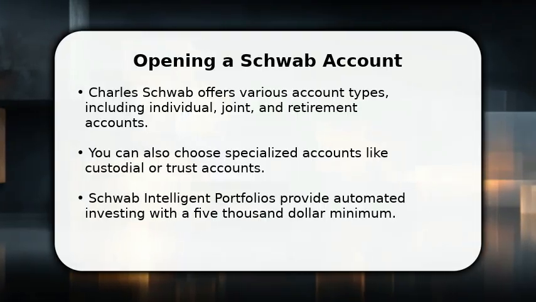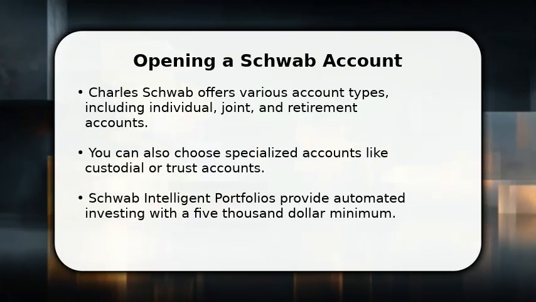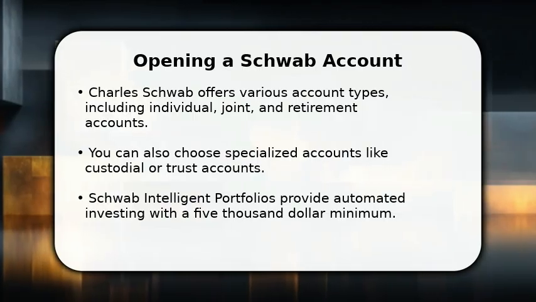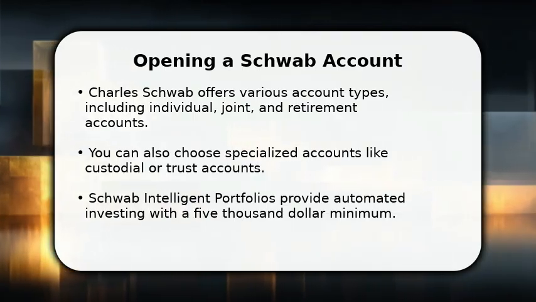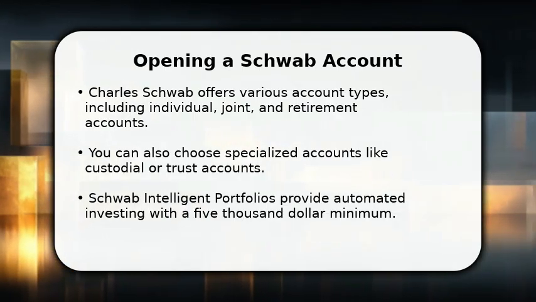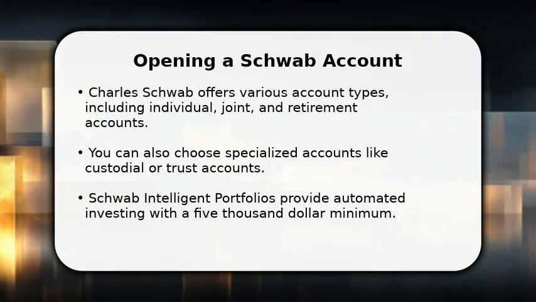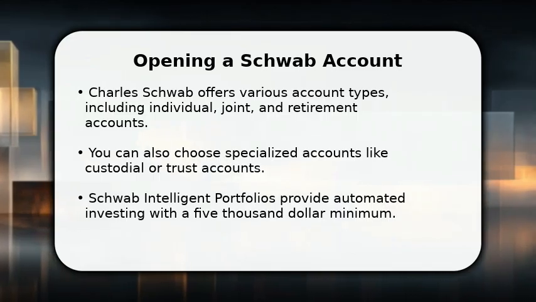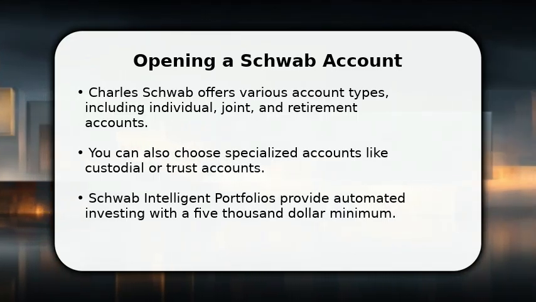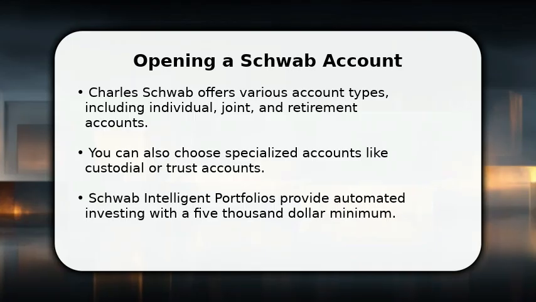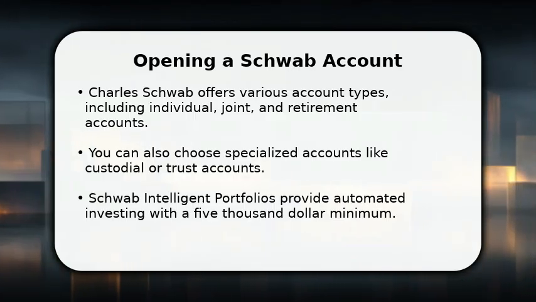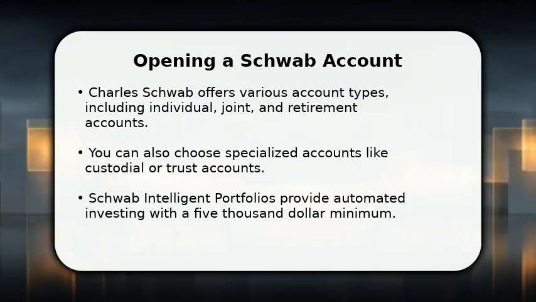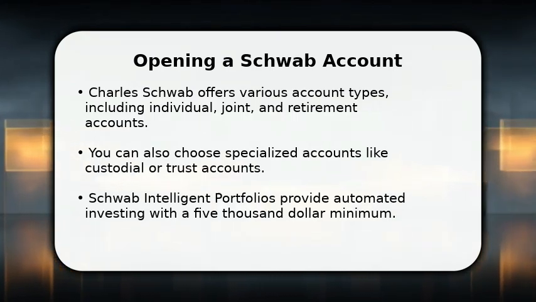In this video, I will explain how to register for Charles Schwab. The first step is choosing the right account type for your financial goals. Charles Schwab provides many options, such as individual or joint brokerage accounts and various retirement accounts like Roth or traditional IRAs. They also offer specialized accounts, including custodial accounts for minors or trust accounts. For automated investing, Schwab Intelligent Portfolios require a minimum of $5,000.